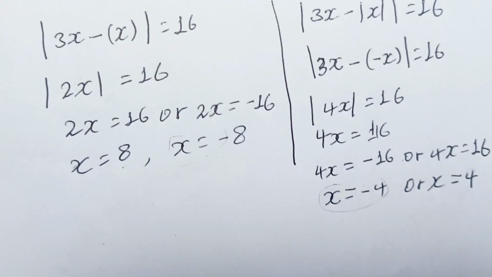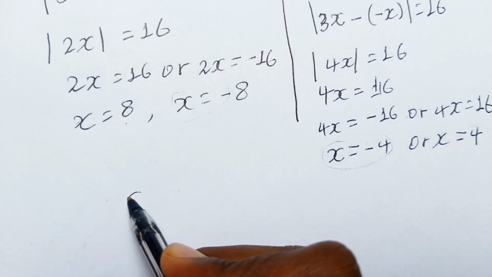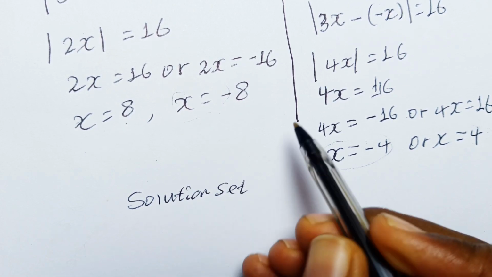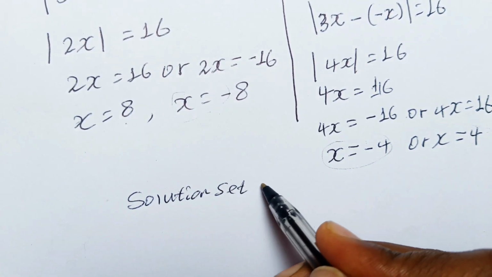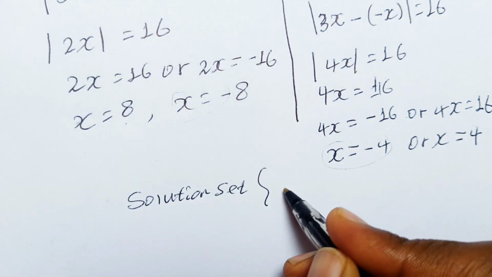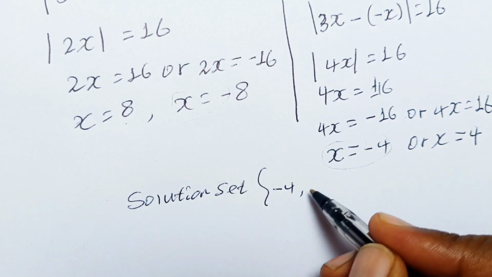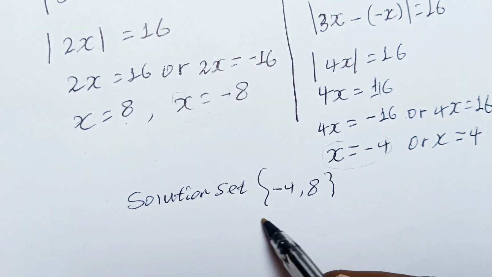So we have the solution set of this. Our question's values of x are minus 4, and we have here 8. So this is our solution.